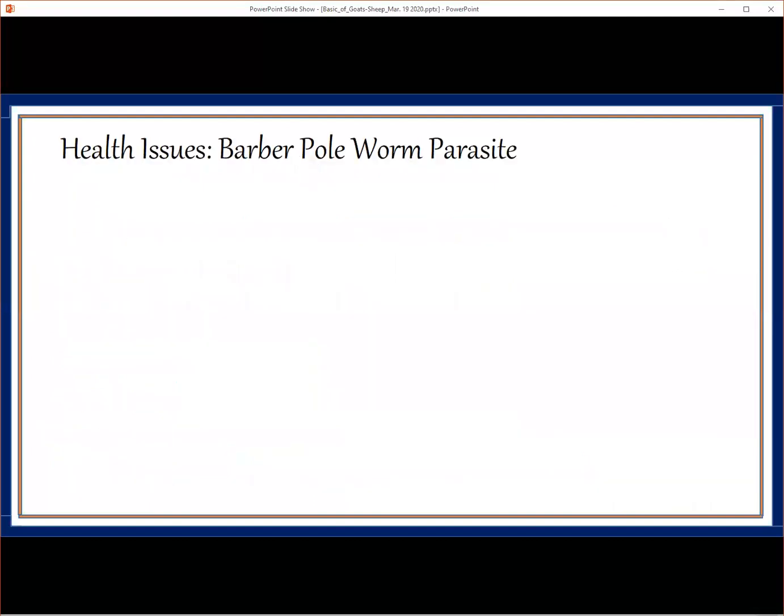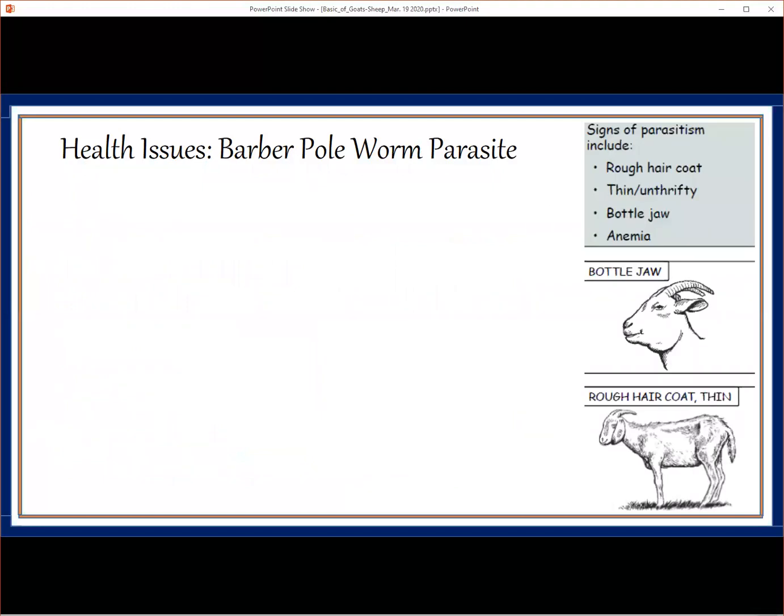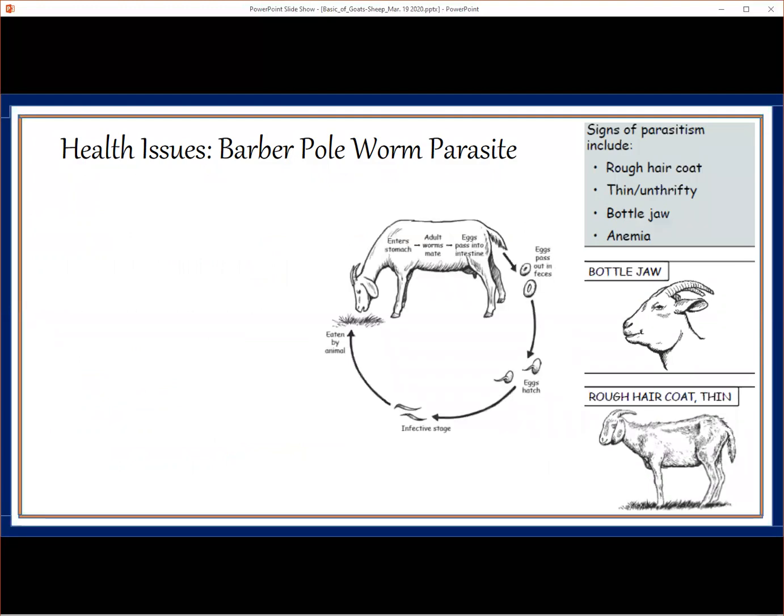Right, let's talk about the barber pole worm parasite. It's internal, and the first thing you notice is a bottle jaw, shown right there, the swelling of the jaw. And then the animal becomes unthrifty, and the condition worsens as the worm load increases, because the worms are, of course, competing for food with the animal. The life cycle is very simple. The adult is in the gastrointestinal system.